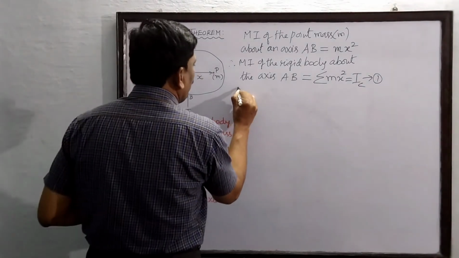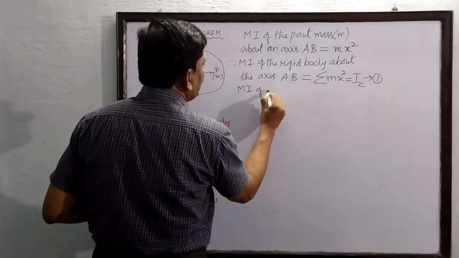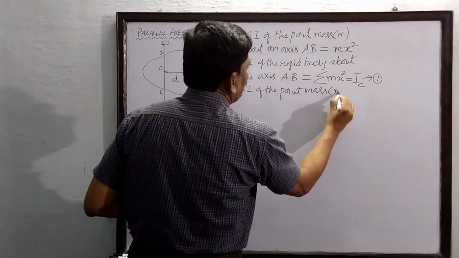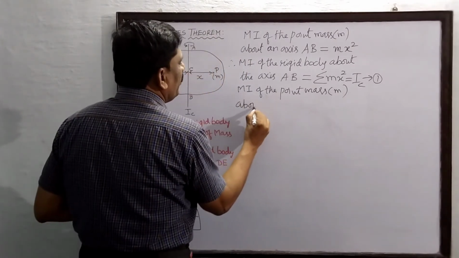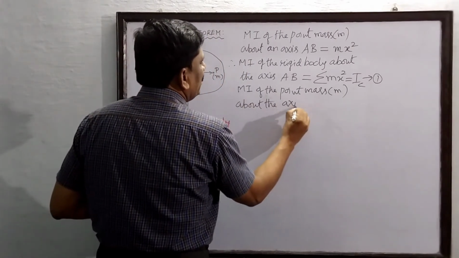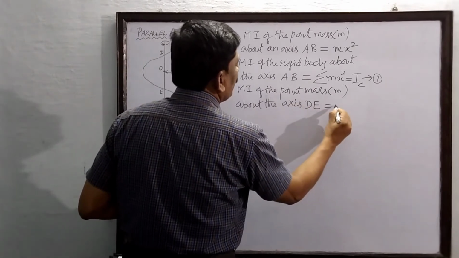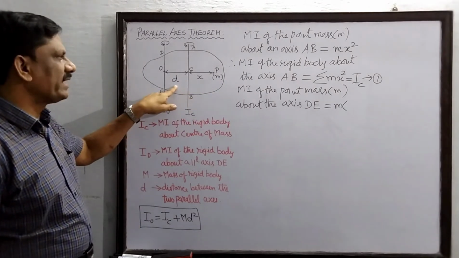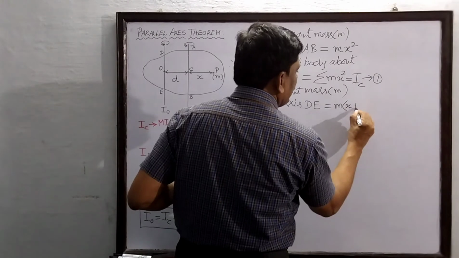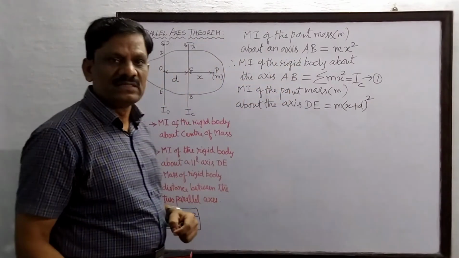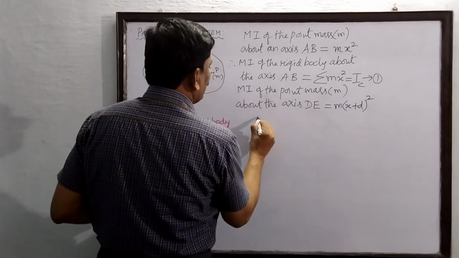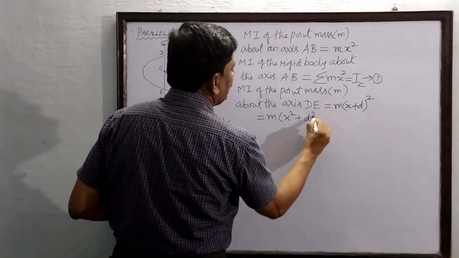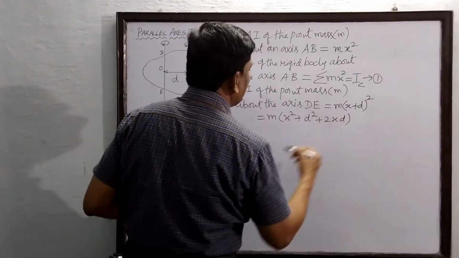So I will write the moment of inertia of the point mass m about another axis, about the axis DE. This is equal to mass into distance square. Since the point mass is at a distance x plus d, this is (x plus d) the whole square. So this is equal to m into (x square plus d square plus 2xd).